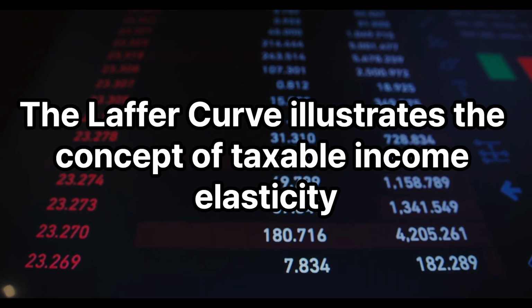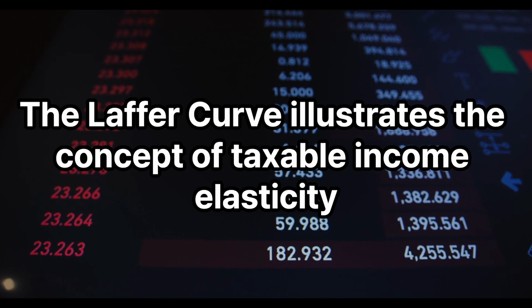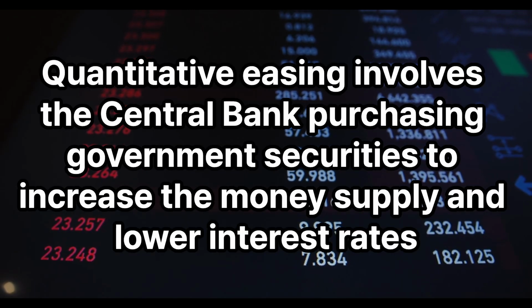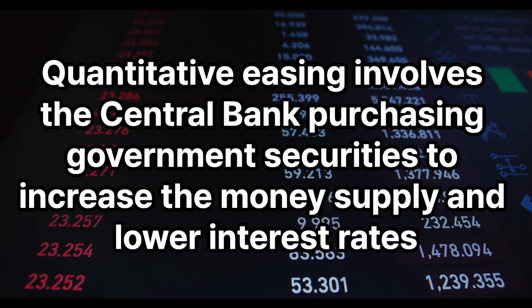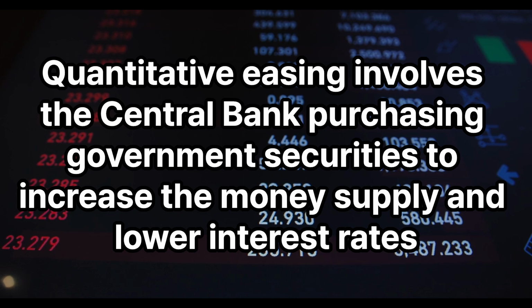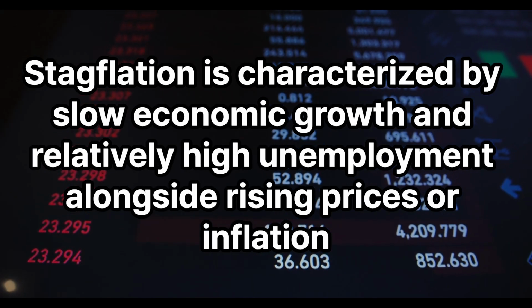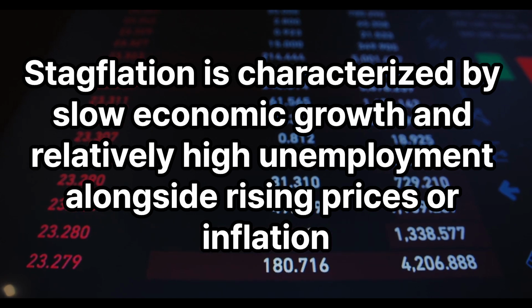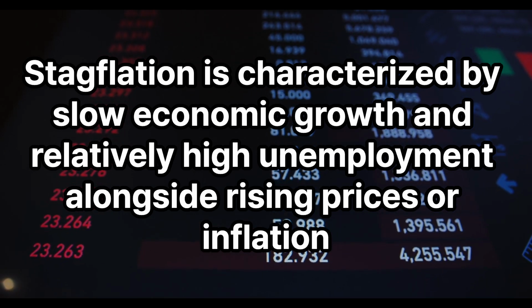The Laffer curve illustrates the concept of taxable income elasticity. Quantitative easing involves the central bank purchasing government securities to increase the money supply and lower interest rates. Stagflation is characterized by slow economic growth and relatively high unemployment alongside rising prices or inflation.